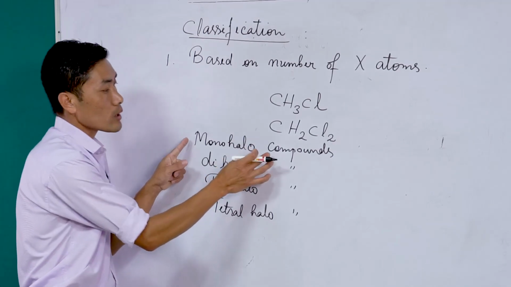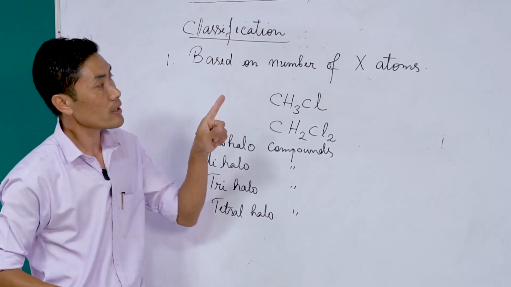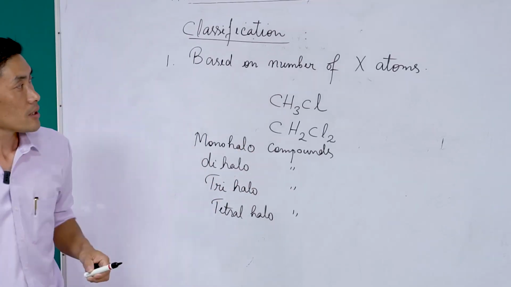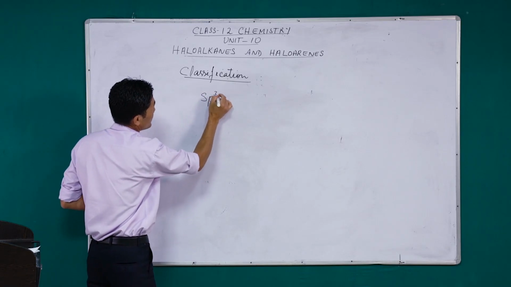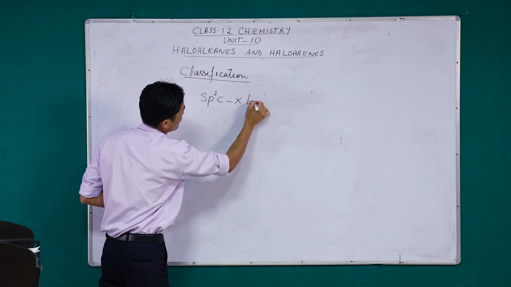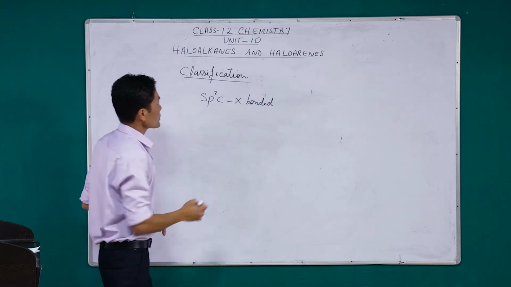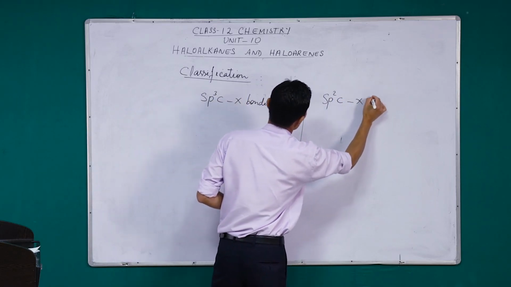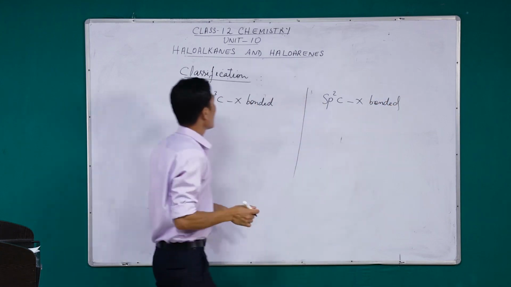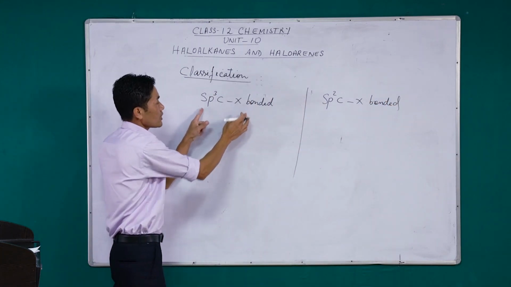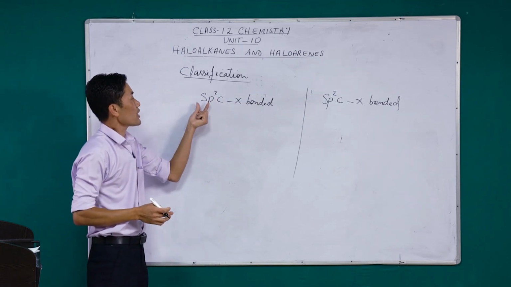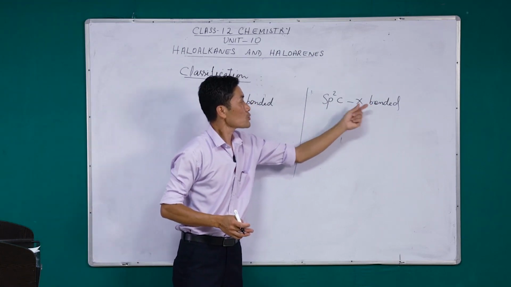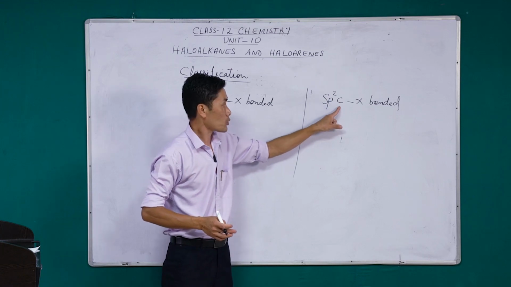Now, the monohalo compounds, those which contain only one halogen atom, can be further classified into two main types. We have sp3 C-X bonded compounds, and we have sp2 C-X bonded compounds. In the first, the halogen atom is bonded to an sp3 hybridized carbon atom, whereas in the second, the halogen atom is bonded to an sp2 hybridized carbon atom.